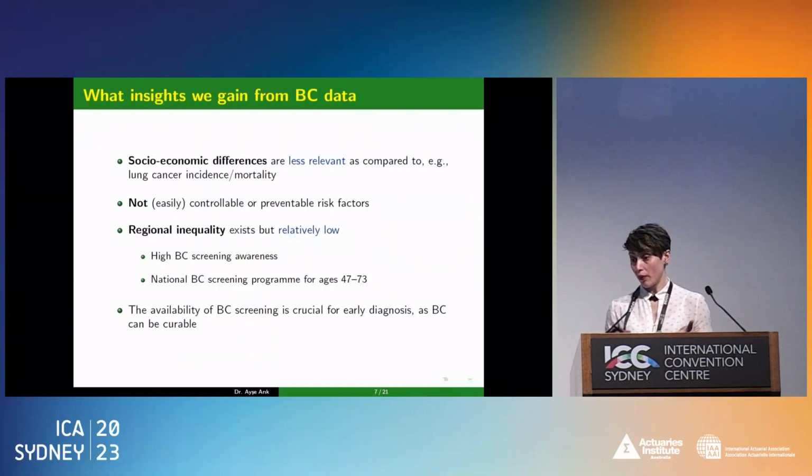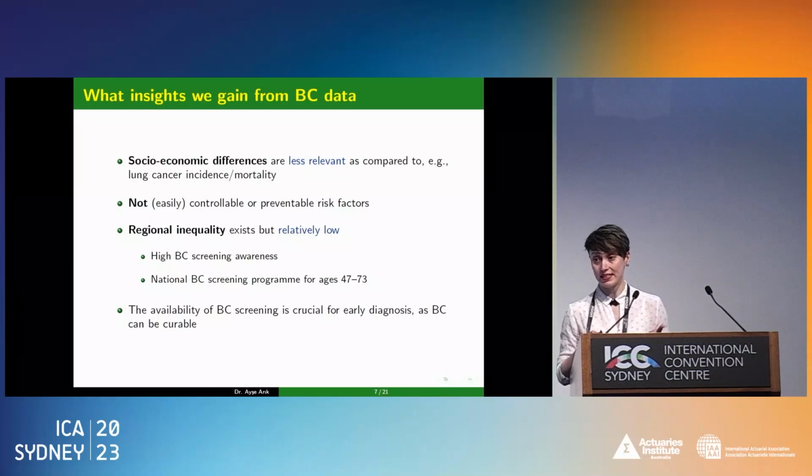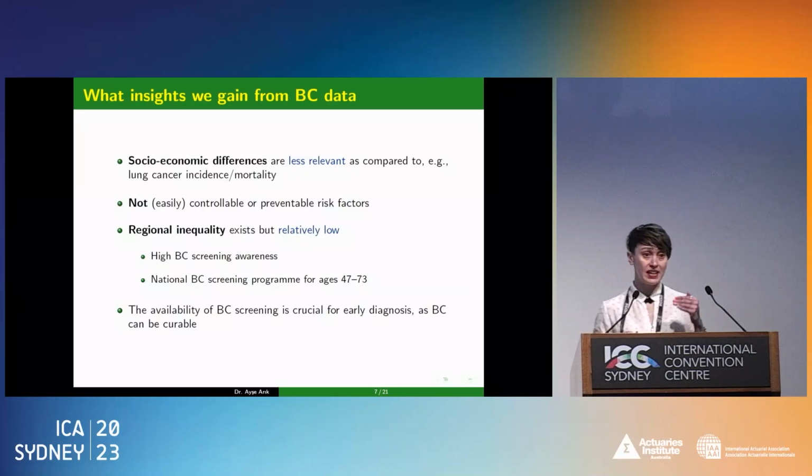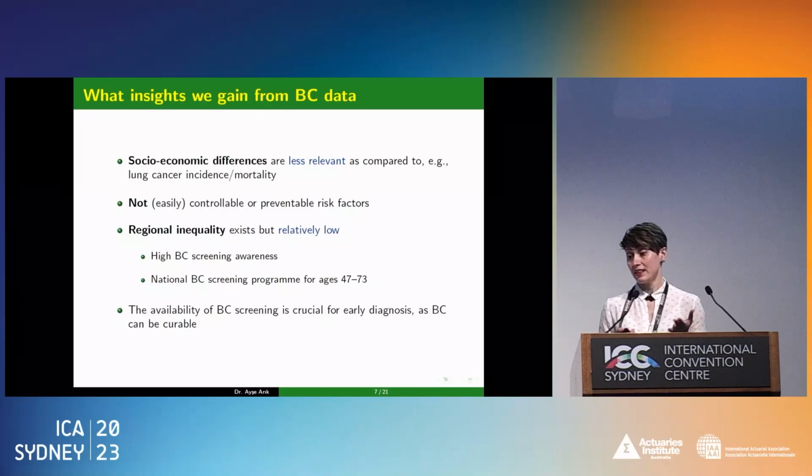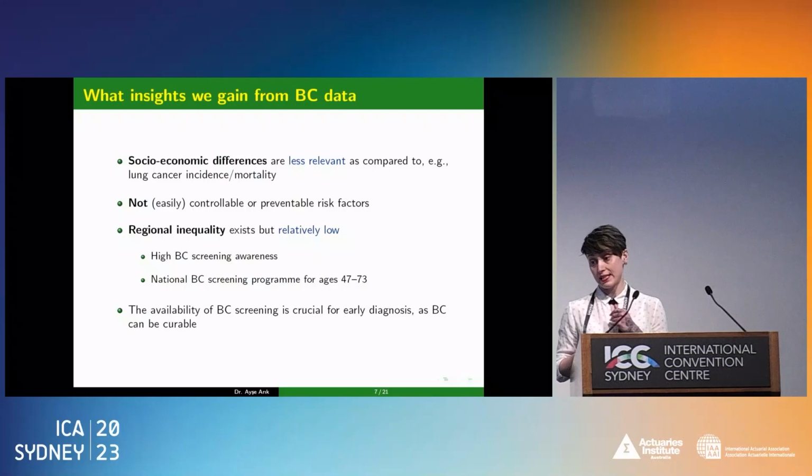So what we learned so far is that socioeconomic differences exist when it comes to breast cancer incidence, but we only see regional differences in breast cancer mortality. And these are, again, less relevant as compared to lifestyle cancers. And I may perhaps add that these statistical results we quantified and found are aligned with the medical literature suggesting less controllable or preventable risk factors when it comes to breast cancer.